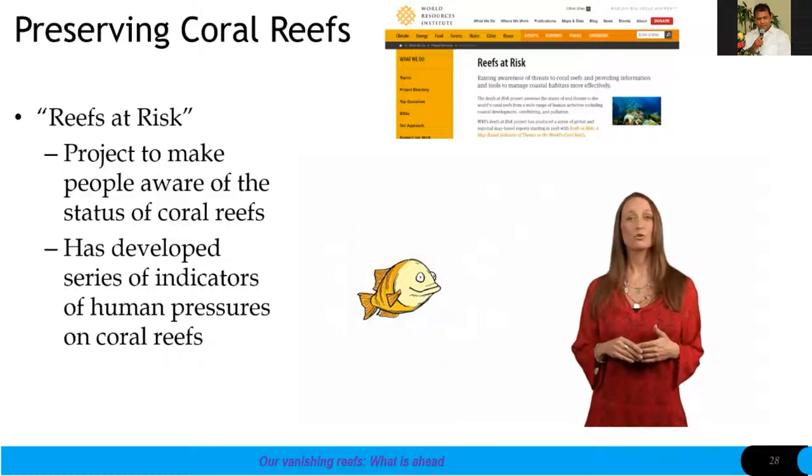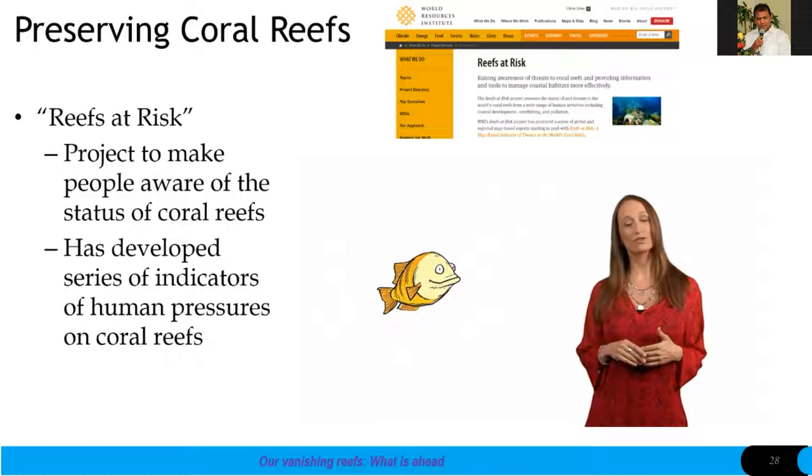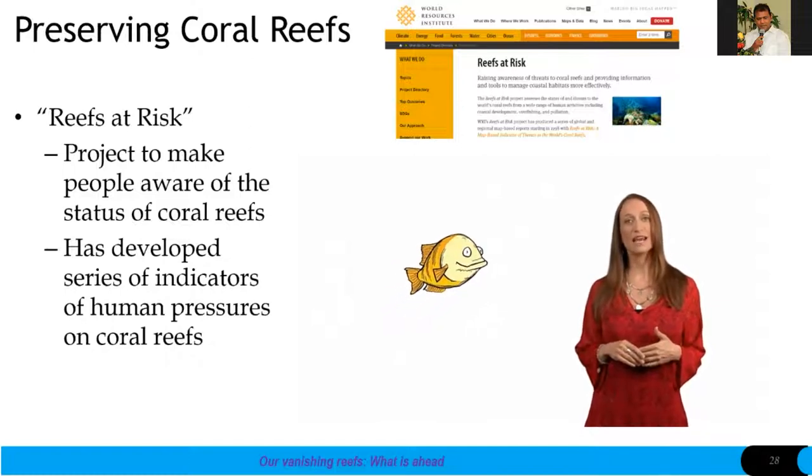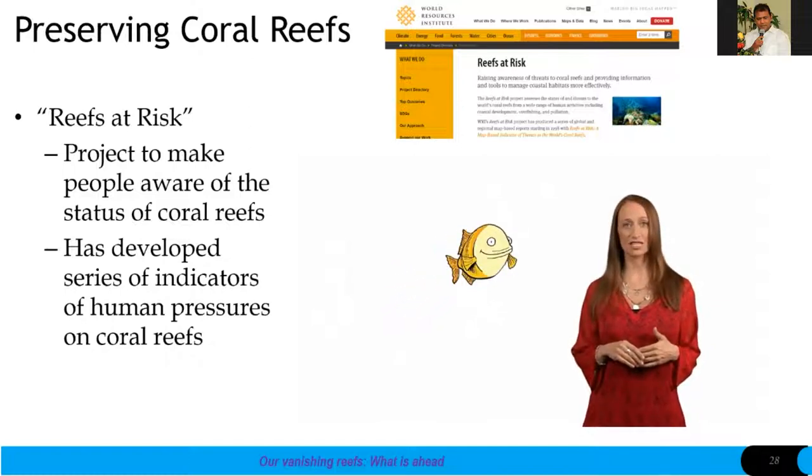With your help, we can increase the chances that coral reefs will survive into the future and benefit people for many years to come.